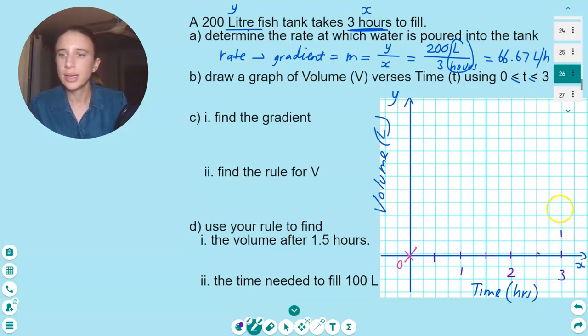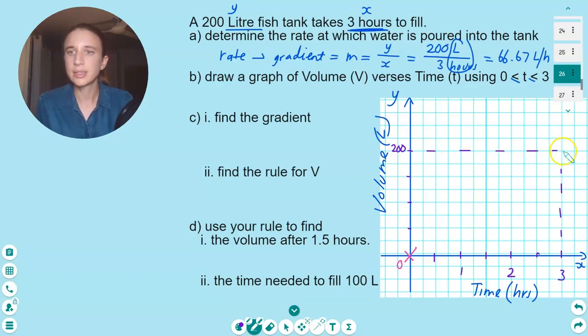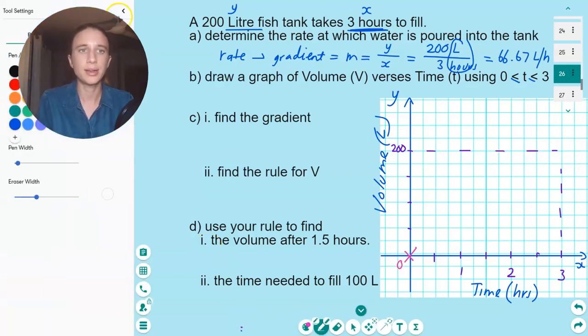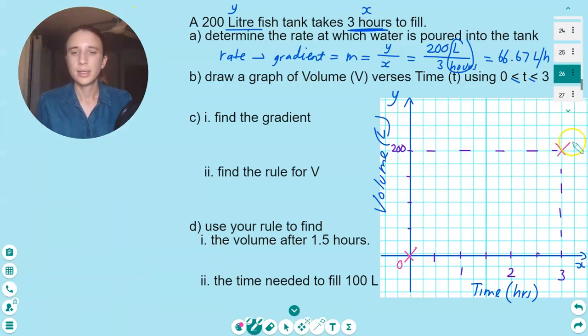So I'm going to look here. And so 3 hours on my x-axis, and that gets us to 200 liters. All right, 200 liters. So I'm going to say 50, 100, 150, 200. And that's going to be a point. Another point. Let's do it in pink. And that's as simple as it is, really. There's your graph.